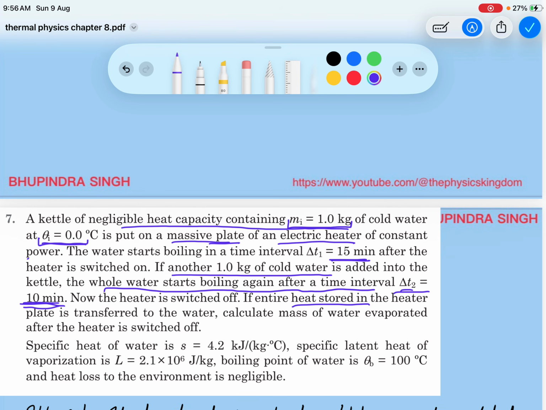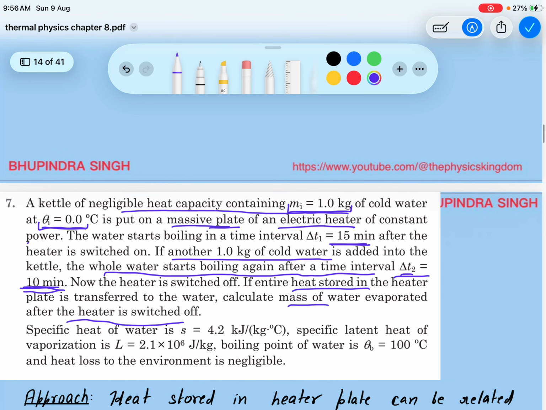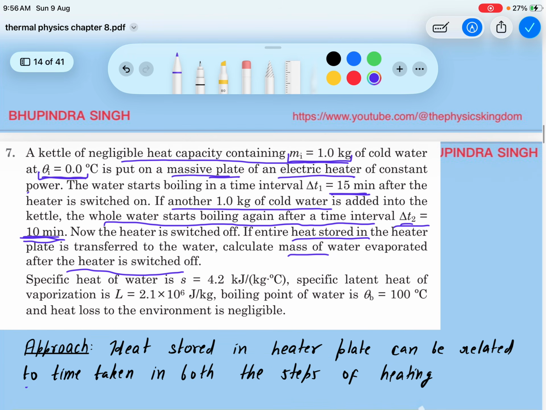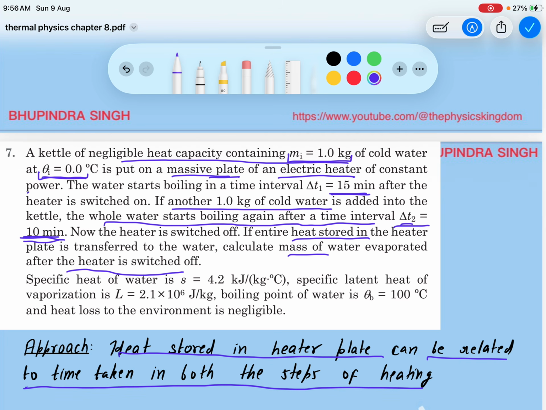If the entire heat stored in the heater is transferred to the water, calculate the mass of water evaporated after the heater is switched off. Obviously, in the first step we need to find out how much heat is stored in the heater, and then that heat we need to give to the total liquid present in the container. Heat stored in the heater plate can be related to the time taken in both steps of heating.